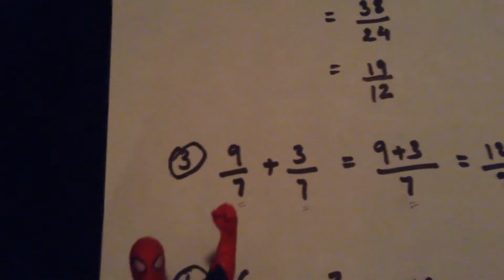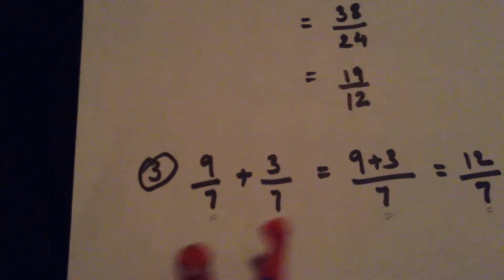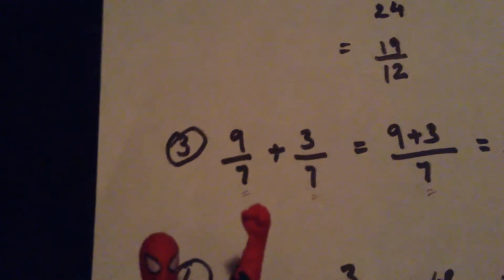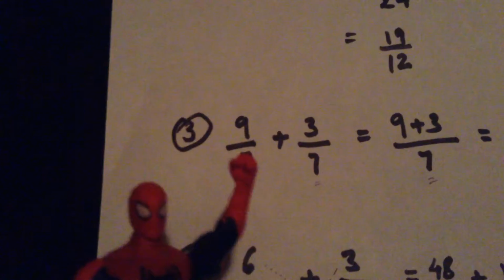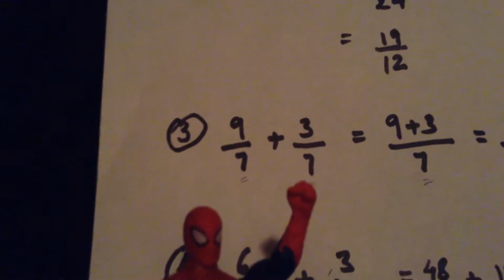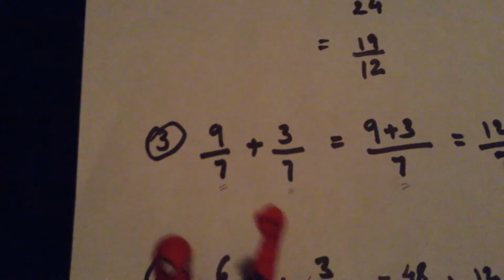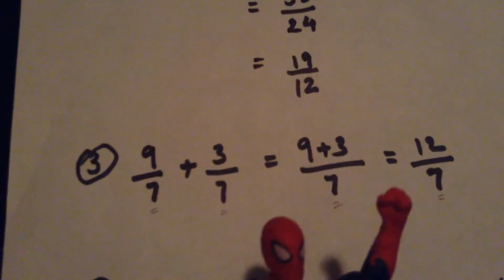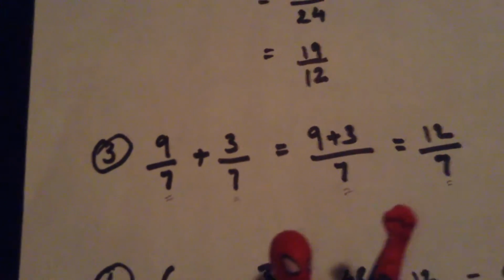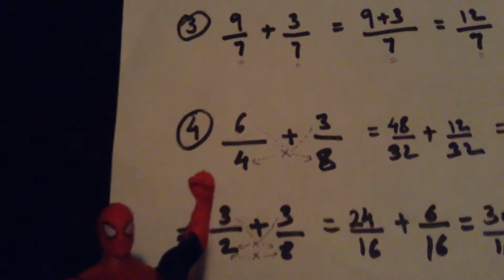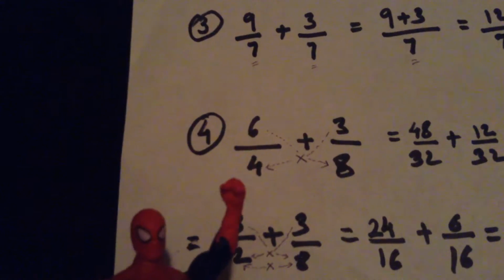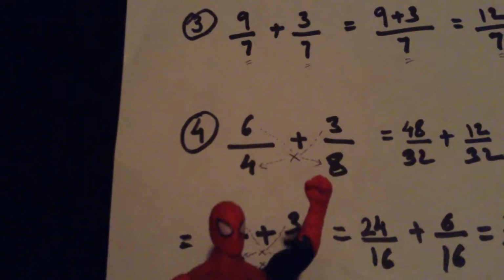Let's quickly take two more examples, one with a common denominator and the other where the denominator is not common. So 9 over 7 plus 3 over 7. Simple calculation, since the denominators are same, 9 plus 3 over 7, which is 12 over 7. And here is another example where the denominators are not common. 6 over 4 plus 3 over 8.